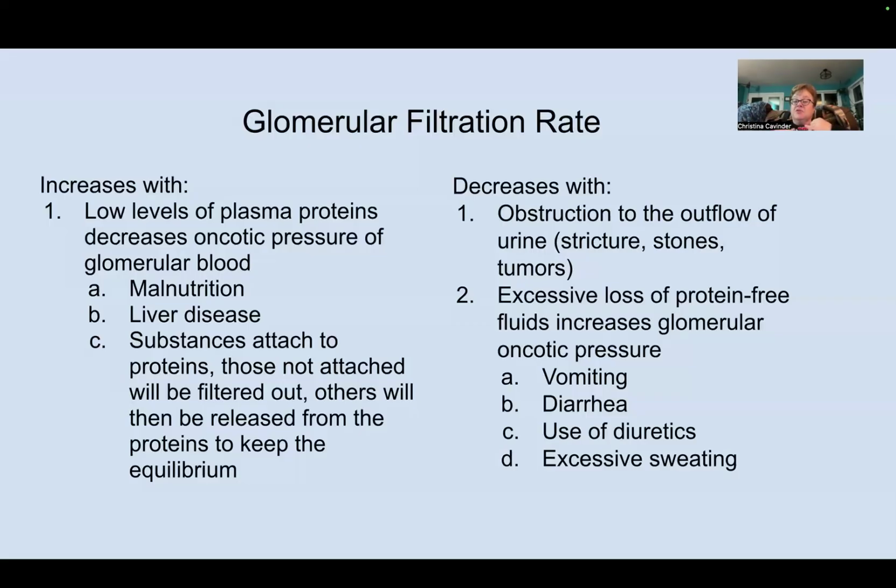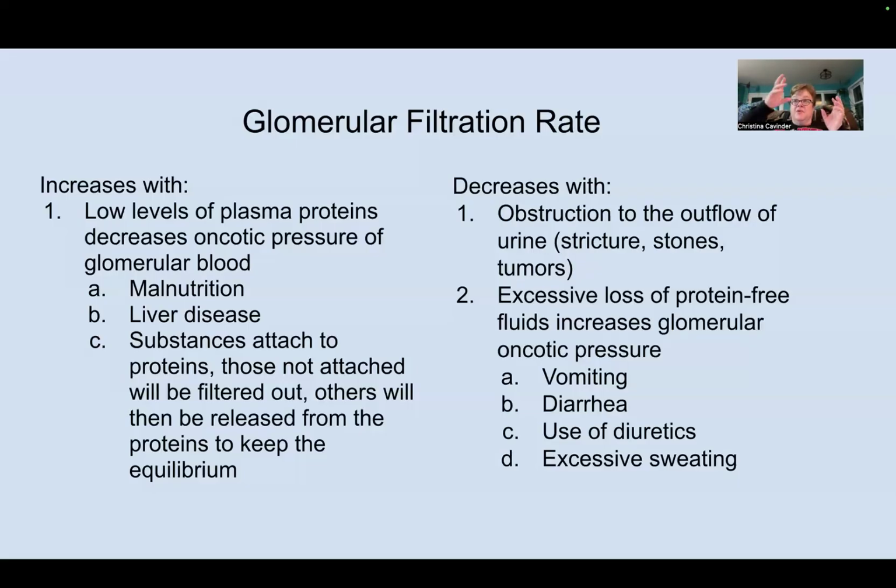You might have this with malnutrition, because you don't have the proteins that will hold the water in the bloodstream. Liver disease as well. Substances that attach to a protein are not filtered, but those not attached would be filtered out. There are a lot of substances that go to a carrier protein and bind with that protein, and that protein then carries it throughout the body wherever it's needed. If you have extra of that substance, that free substance will then be secreted out in the nephron.